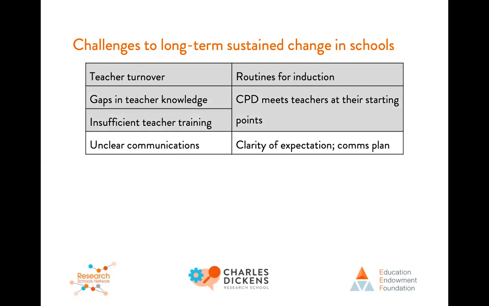Are we really clearly communicating? Have we got a comms plan? If we're making a change and our CPD is driving that change, at what points are we communicating, and what are our timeframes? If we're thinking that this is a change that we're going to be sustaining over the course of the year, what are the different messages that we need to communicate at different points?